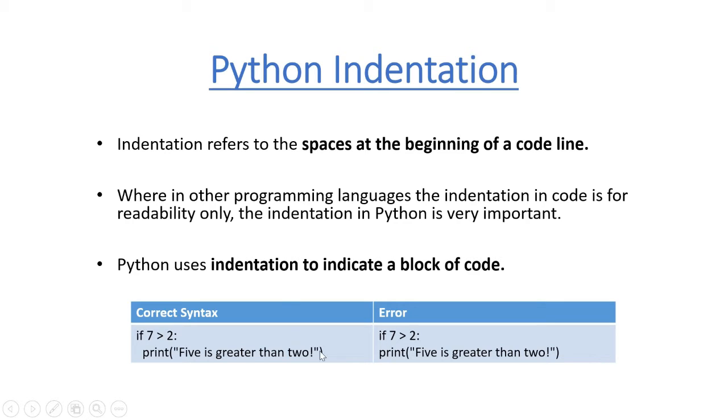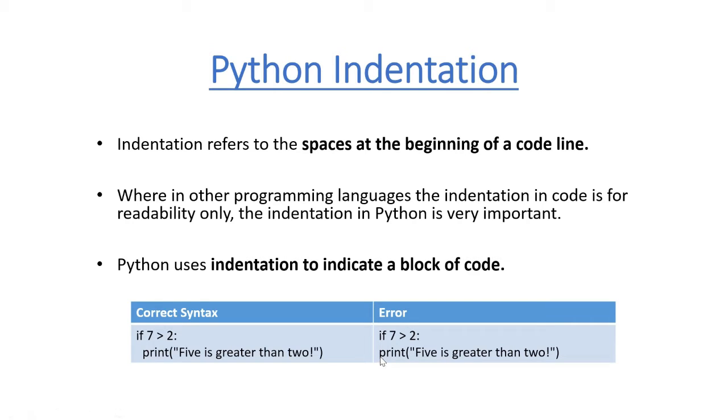Here I have compared two pieces of code. The first one is if 7 is greater than 2, then I have indented and then print 5 is greater than 2. Oh, I have written a wrong thing here. It should be 7 is greater than 2. But just to show you the example, I have this. The correct syntax is this. You have to use the indentation. Now here is the error because I haven't used the indentation.